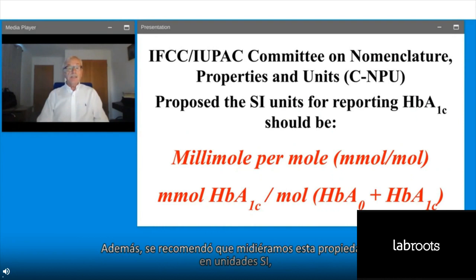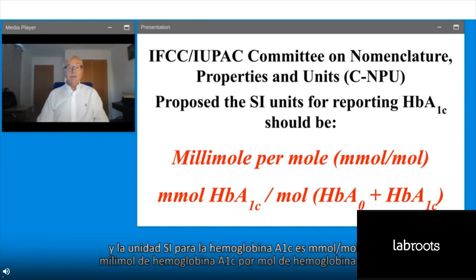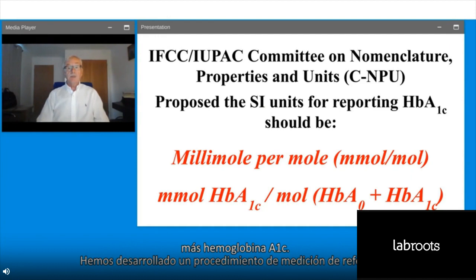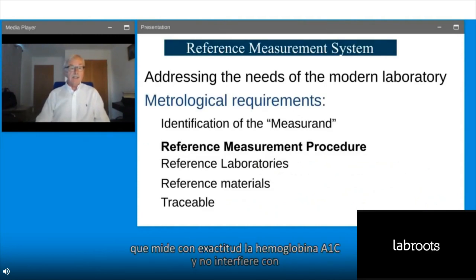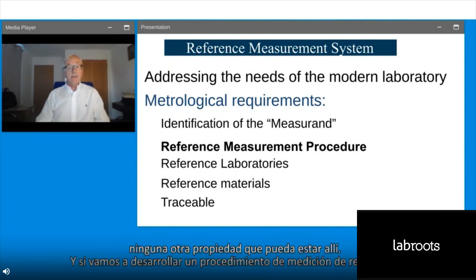Also, it was recommended that we measure this property in SI units, and the SI unit for hemoglobin A1C is millimole per mole. Millimole of hemoglobin A1C per mole of hemoglobin A0 plus hemoglobin A1C. We need to develop a reference measurement procedure that accurately measures hemoglobin A1C and is not interfered with by any other property that may be there.